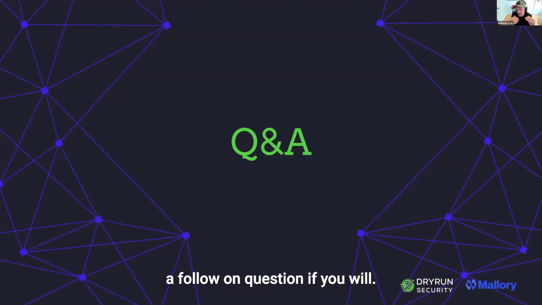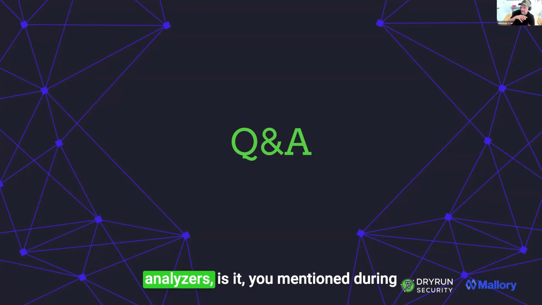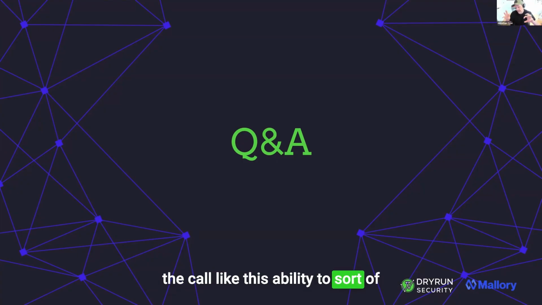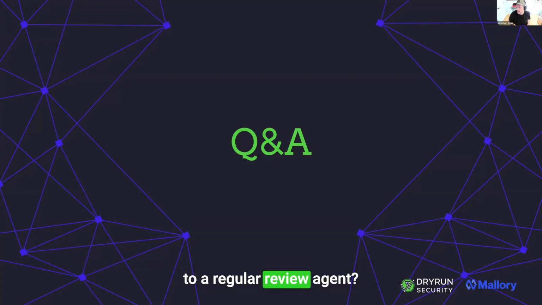And Ken, a follow-on question, if you will. I often see stuff gets surfaced through the general security analyzer, and then you've got a bunch of other security analyzers that are very focused on SQL injection, SSRF, CSRF, et cetera. Is that a legacy thing, where everything was in the general one and then you split out specific analyzers? What makes a code reviewer so security focused? Is it these specialized analyzers? You mentioned during the call the ability to have the business logic of the application available to you. What's your perspective on what makes something a security review agent as opposed to a regular review agent?